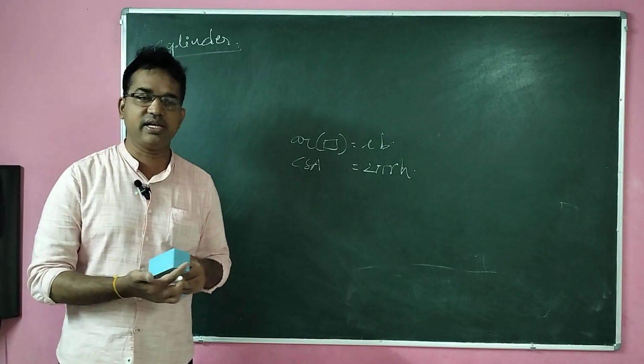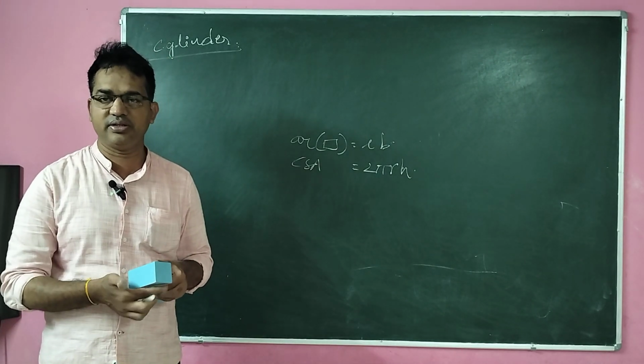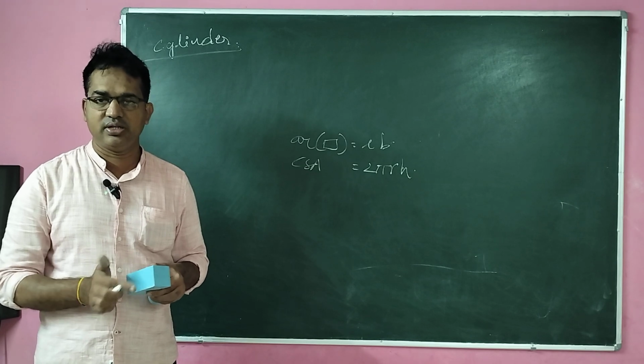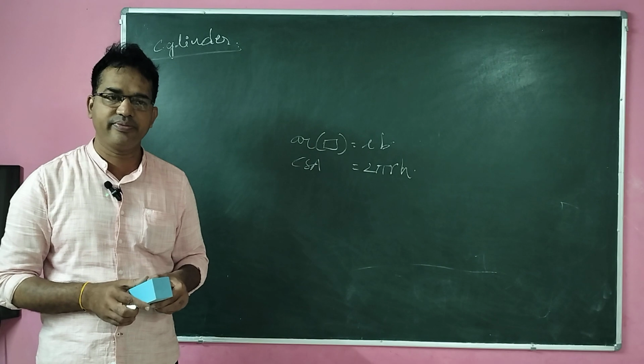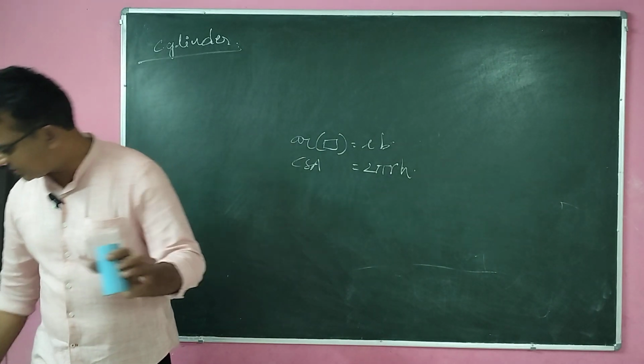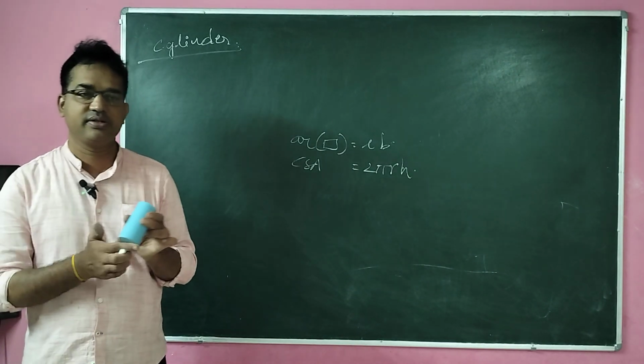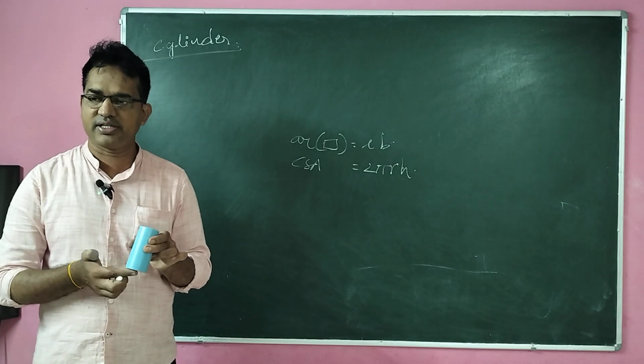LBH is also the same case. Length into breadth is the area of the rectangle, and the height is h. Length into breadth into height. Area into height is nothing but volume. So what is the area of this base? Area of base is pi r square.